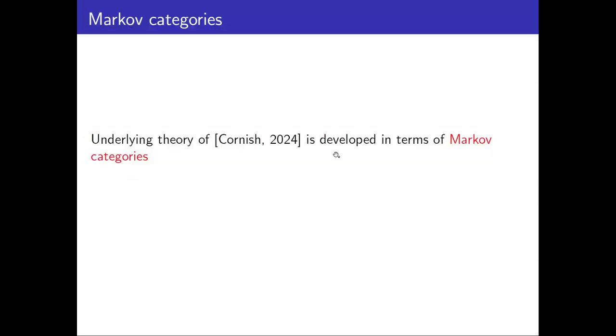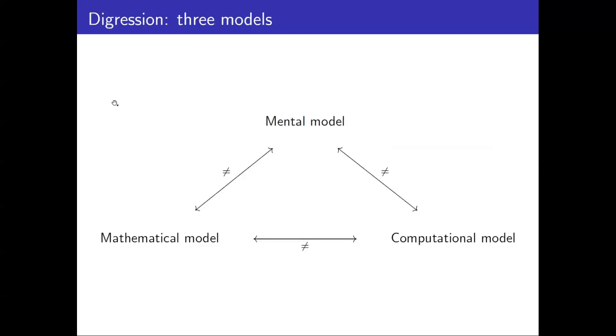Okay, so this first paper, the underlying theory of this is developed in terms of something called Markov categories. And there's a natural question that gets asked here, which is, why do this? I'm going to explain what Markov categories are in a sec. I'm going to digress slightly and motivate this a little bit.